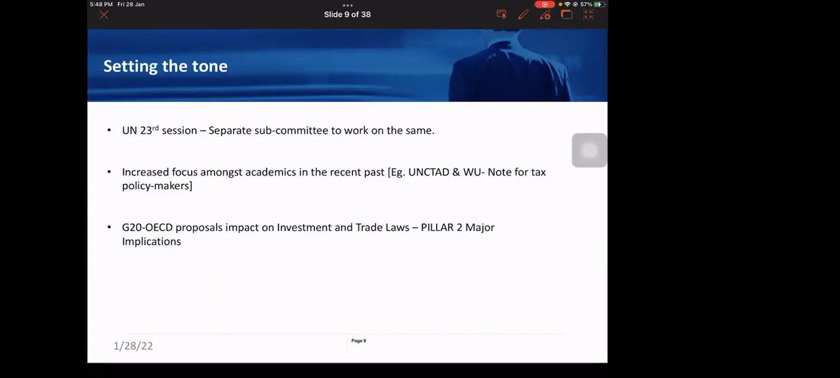And not only on the international organization front, even academics in the recent past have shown a lot of interest. There's a very good note published by UNCTAD and Vienna University, where I had a little role to play in the report as well, in terms of what tax policymakers should look at as part of investment agreements.